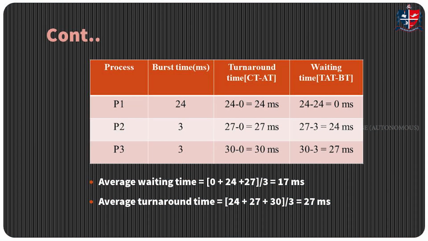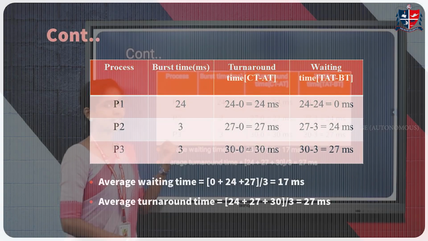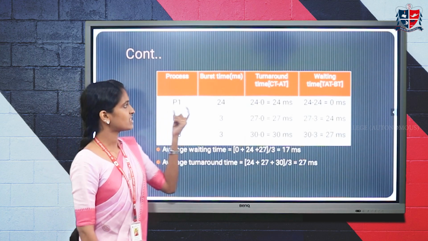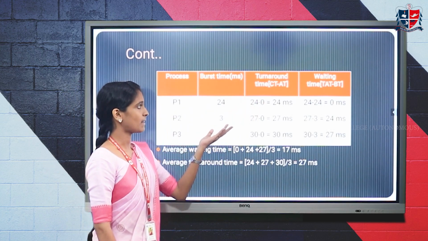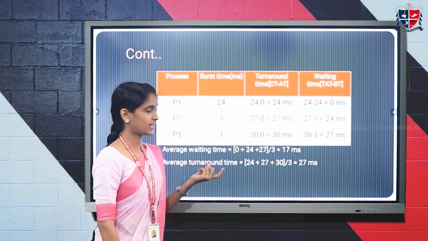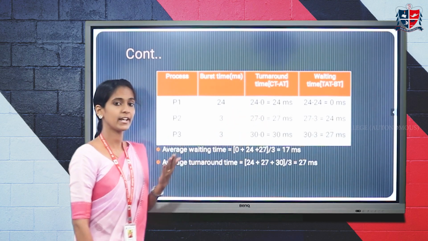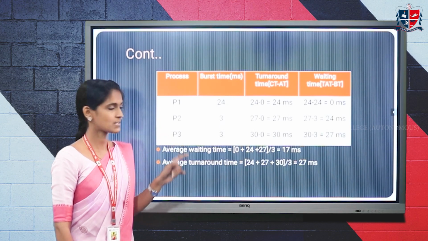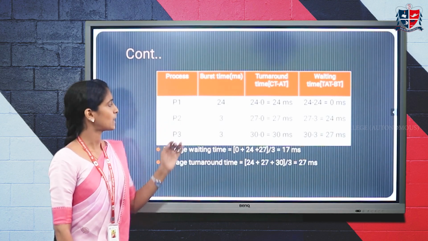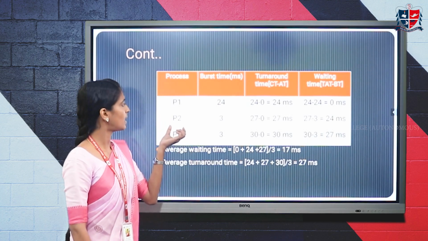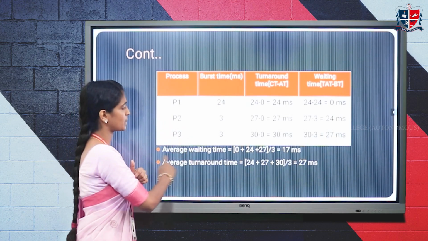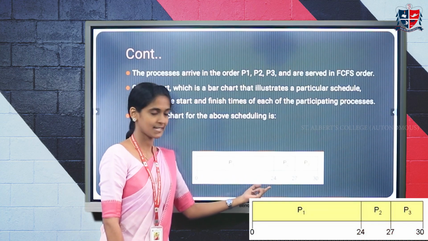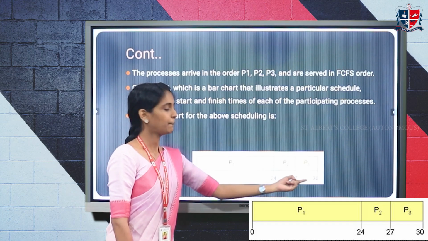The turnaround time is calculated as completion time minus arrival time. For each process we want to calculate the turnaround time. For process P1, first we need the completion time, then the arrival time. Since we know all the processes arrived at time 0, the arrival time for all processes is 0. Next we need the completion time. Looking at the Gantt chart, P1 completed at 24 milliseconds, P2 at 27 and P3 at 30.